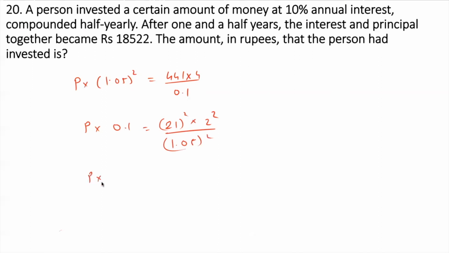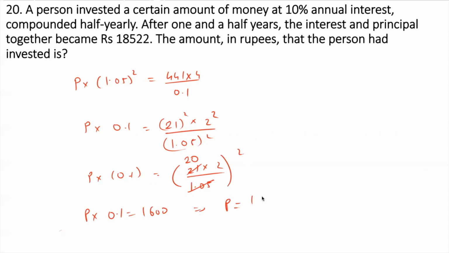Now clubbing together all the square terms, the calculation becomes really very easy. 21 into 2 upon 1.05, we have the whole square. Okay, so 105's double is 210. So this is basically 20 times. 20 into 2 is 40. 40 square is 1600. That means P into 0.1 is 1600, or P is 16,000. That is the answer to your question.